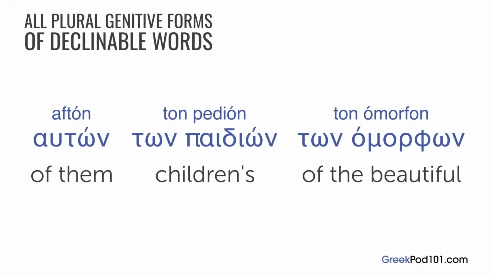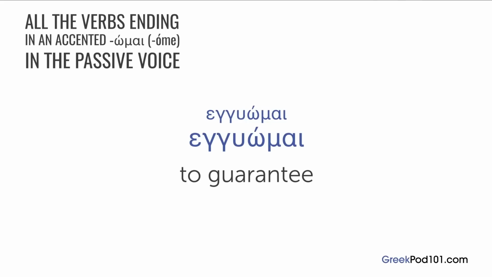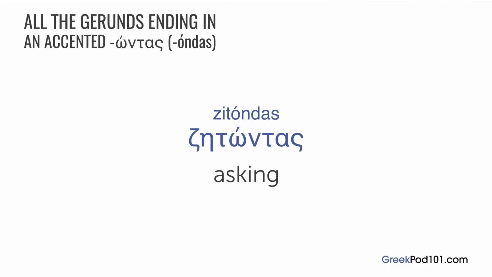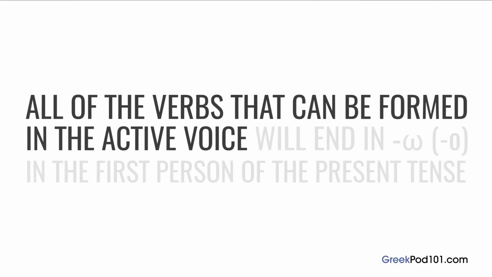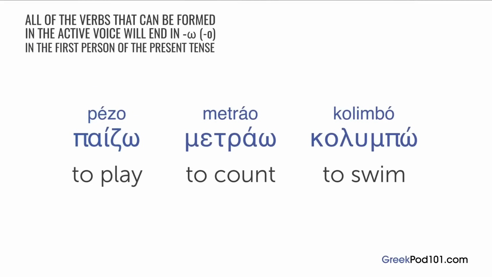All the plural genitive forms of declinable words such as αυτών, of them, των παιδιών, children's, των όμορφων, of the beautiful. The os-ending adverbs like ευτυχώς, luckily. All the verbs ending in an accented ome in the passive voice, such as εγγυώμαι, to guarantee. All the gerunds ending in an accented ondas, such as ζητώντας, asking. And finally, all the verbs that can be formed in the active voice will end in omega in the first person of the present tense. For example, παίζω, to play, μετράω, to count, and κολυμπώ, to swim.